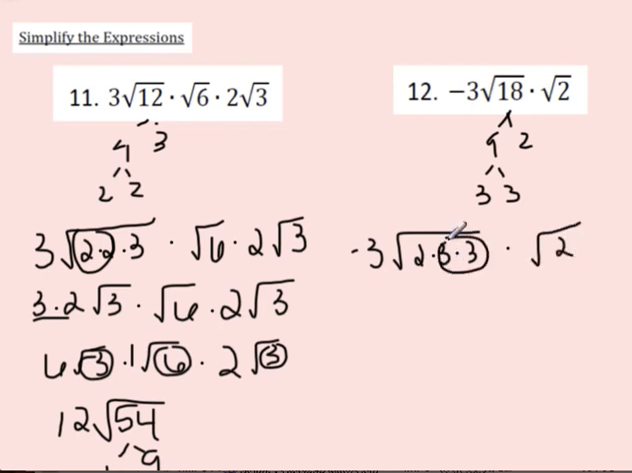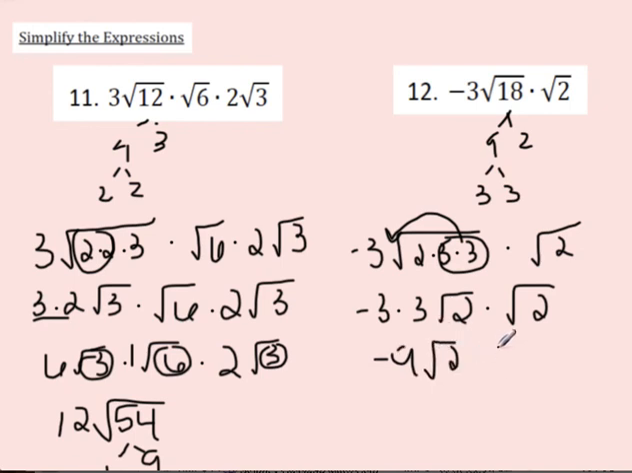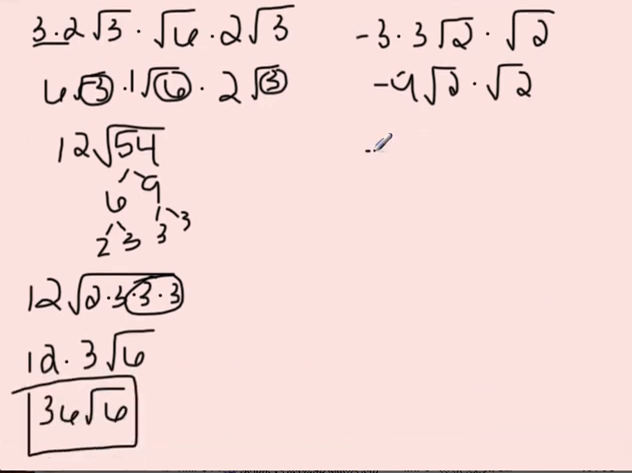So I can take out a pair of 3's. And then I have negative 3 times 3, and left underneath the radical is the square root of 2, and then that's going to be multiplied by the square root of 2. So then I get negative 9 square root of 2 times the square root of 2. So that's going to end up being negative 9 times the square root of 4.